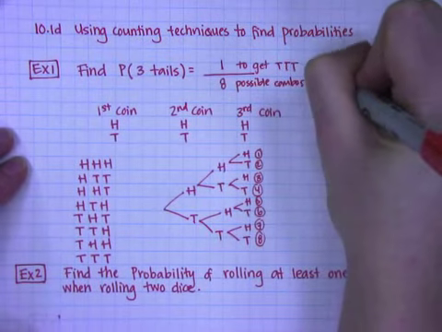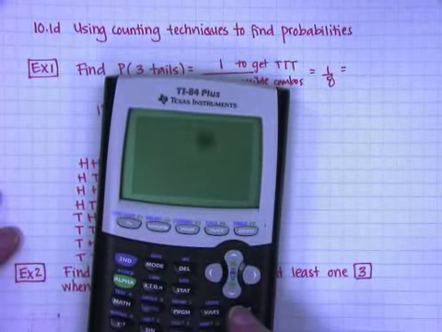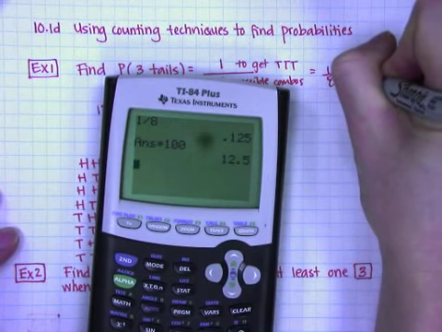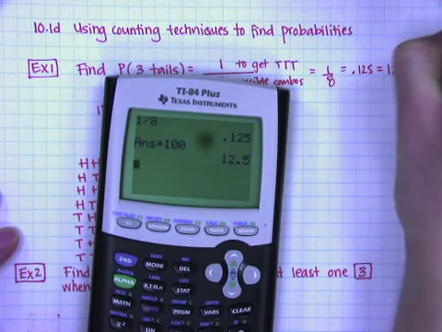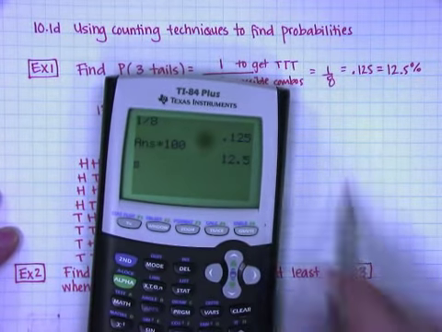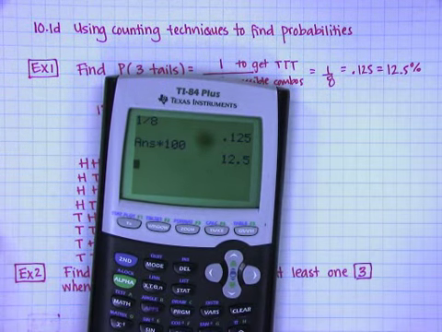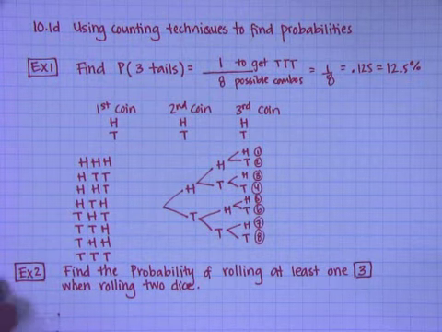So my probability is 1 out of 8, or if I were to hit that on the calculator, I could say 1 divided by 8 and then multiply it by 100 to get the percentage. I could say 0.125, or I could say 12.5%. And any of these are equivalent, they all mean the same, so whichever one you like better pretty much works. Okay. Now, that's an example with coins.